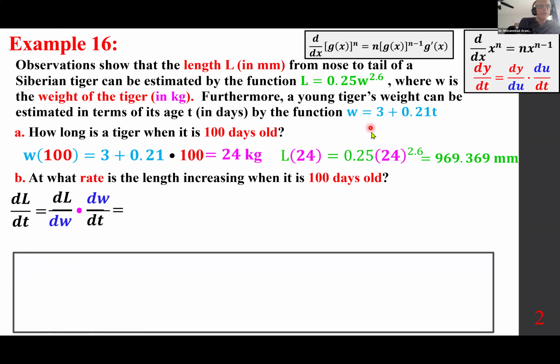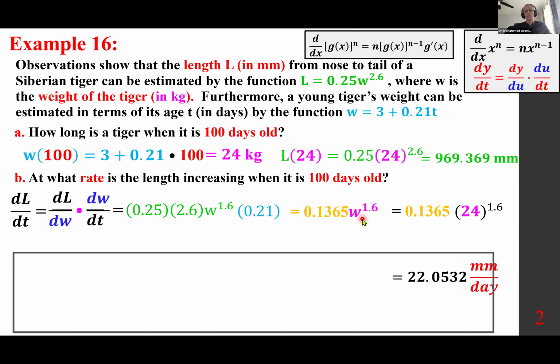Having said that, first we're going to differentiate L with respect to W. So that's 0.25 times 2.6, W to the power of 2.6 minus 1, or 1.6. Then dW/dt, this one is just 0.21. If we multiply the three numbers and put them in front, this is what we get. Now, if we want to make it a function of t, we have to replace the W and then replace the t with 100. However, in the previous part, we know at t equals 100, W is 24. Replace it, and there you have it, 22.0532 millimeters per day.